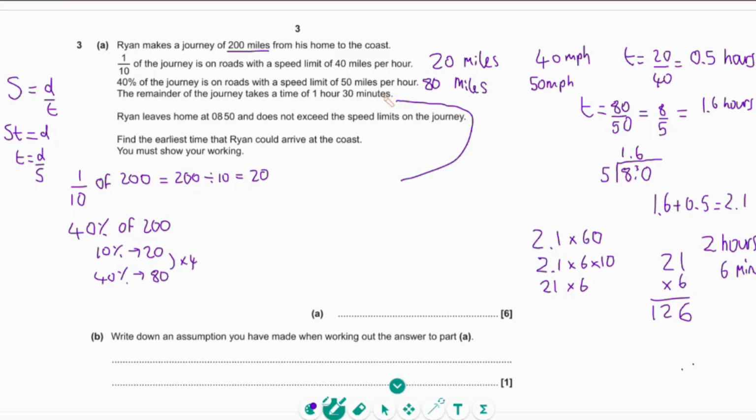So add that onto 1 hour, 30 minutes, so altogether we have 3 hours and 36 minutes. So if we start off at 8:50, we're going to use 10 minutes of this to get to 9. So we've got 3 hours, 26 minutes left. 9, 10, 11, 12, 12:26.